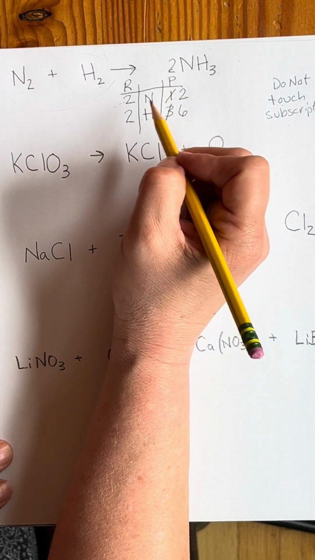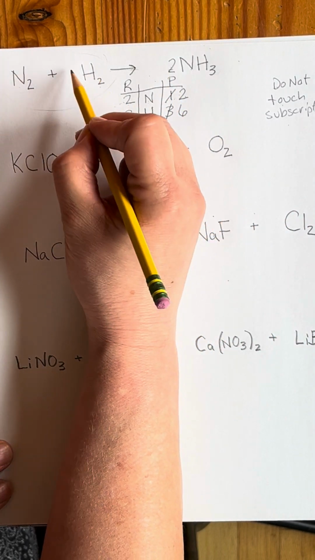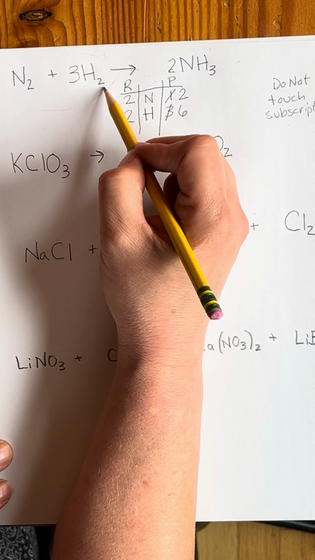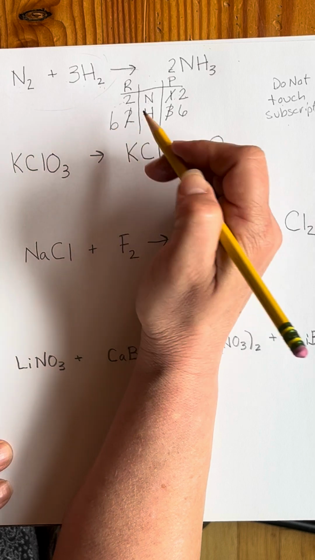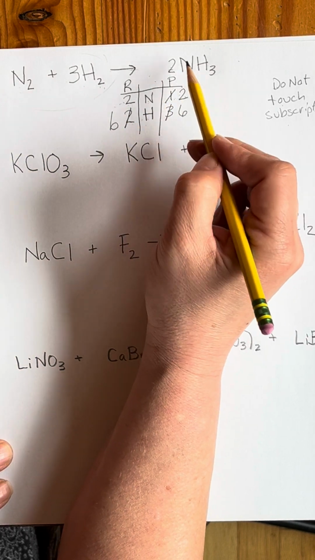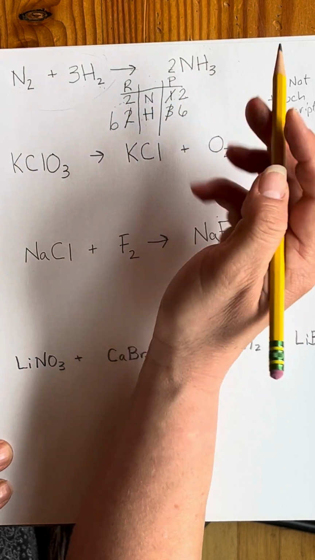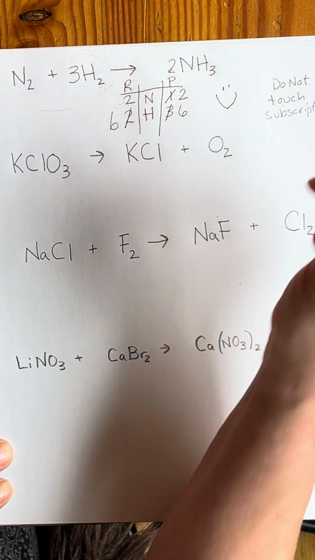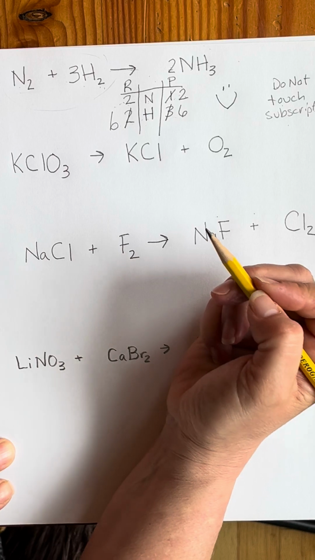But that's an easy fix. To make there be 6 here, all we have to do is put a 3 in front of the hydrogen. 3 times 2 is 6. Now our nitrogens are happy and our hydrogens are happy. Our equation is balanced. Yay! All right, do it again.